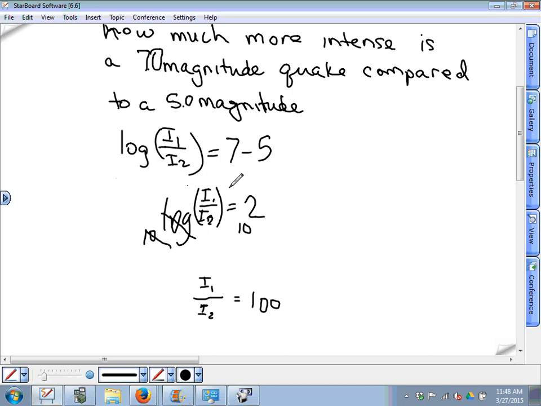So try question 4 and question 5. I think you can do both of them. Try 4 and 5.